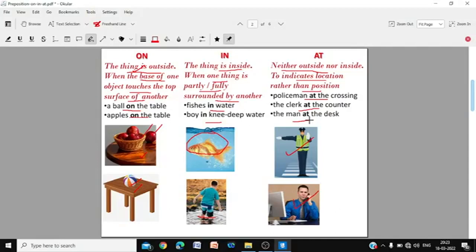So in means inside and one object surrounds the other, like the water surrounding the fish or water surrounding the boy till the knees. On means outside and the surfaces are touching. The ball is touching the table. The apple is touching the table. And at is near location.